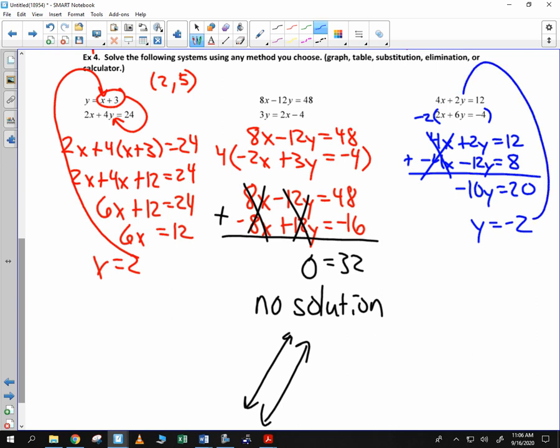When we plug negative 2 back in, we have 4x minus 4 is equal to 12. So 4x is equal to 16. X is 4. So my solution is 4, negative 2. That's what we have.